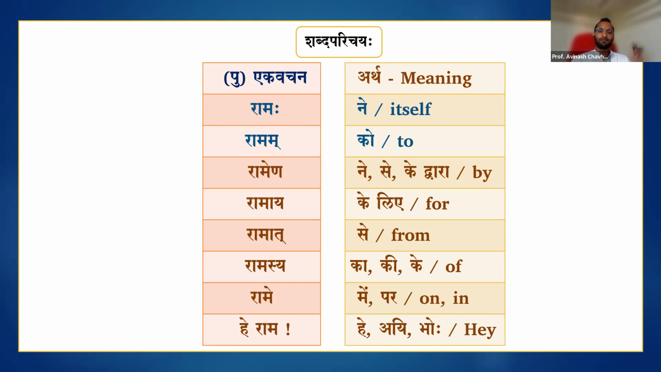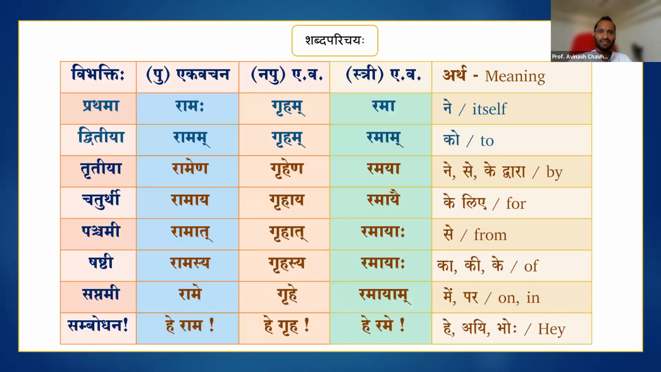Then Saptami Vibhakti: whenever you use it, you have to make a sentence with "me" or "par". Ram par mera pura vishwas hai. I believe in Rama. I have belief in Rama. That way you can put it. And Sambodhan you already know. Hey Ram, etc. So that is just regarding the Rama Shabda.